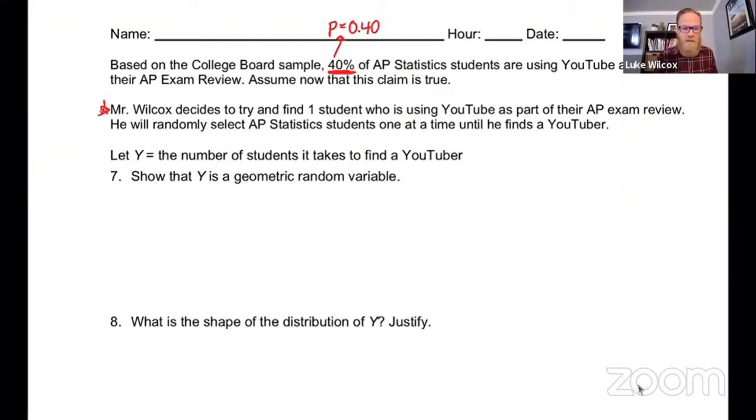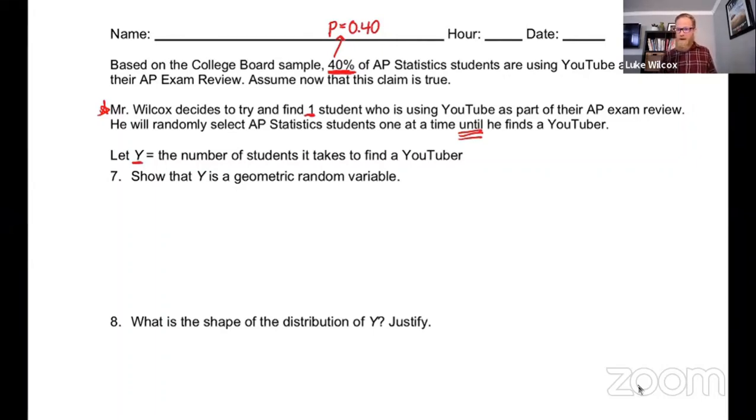It says, Mr. Wilcox decides to try and find one student who is using YouTube as part of their AP exam review. He will randomly select AP Statistics students one at a time until he finds a YouTuber. So another way of saying this is, I'm going to keep taking trial after trial until I get my first success, where the success is defined as the person being a YouTuber. And here's the random variable. Y represents the number of students it takes to find a YouTuber.